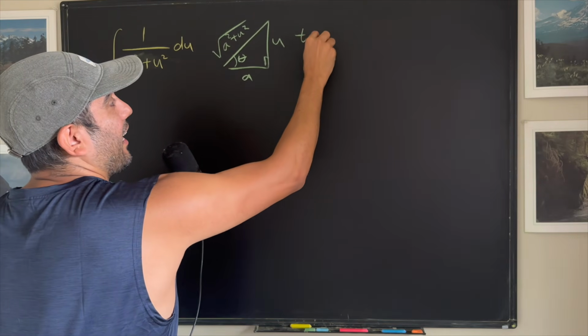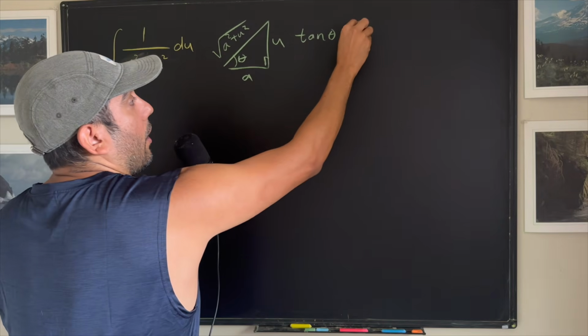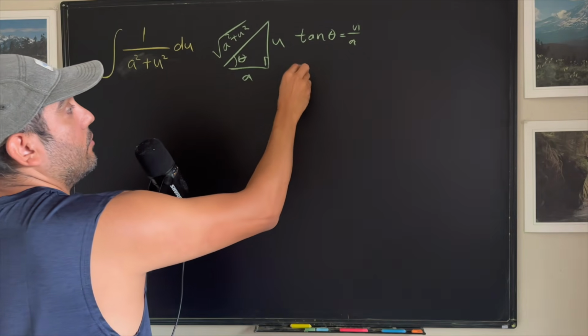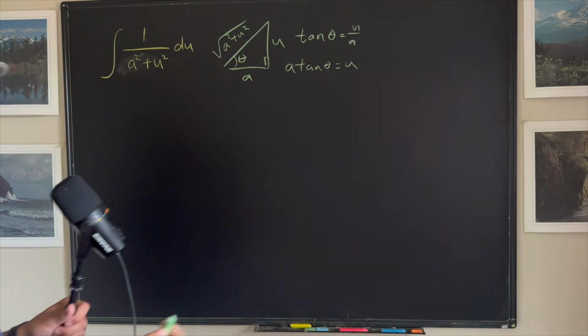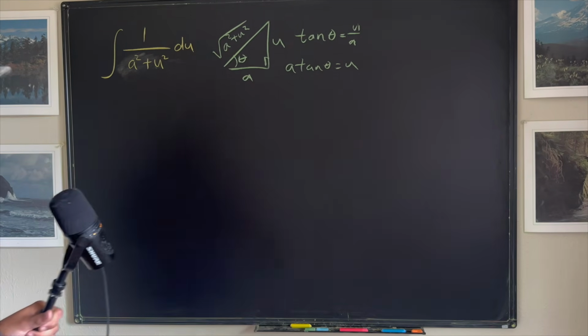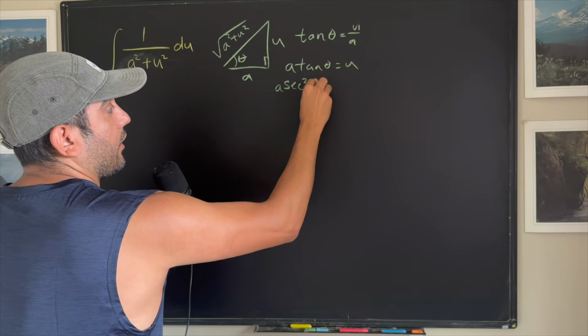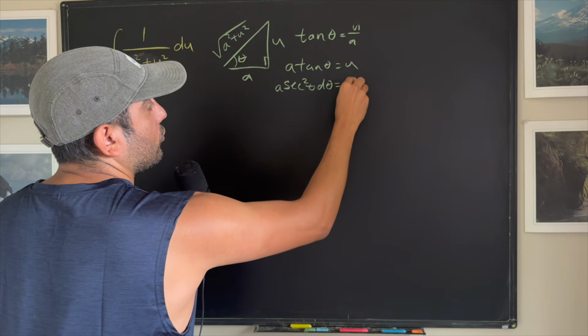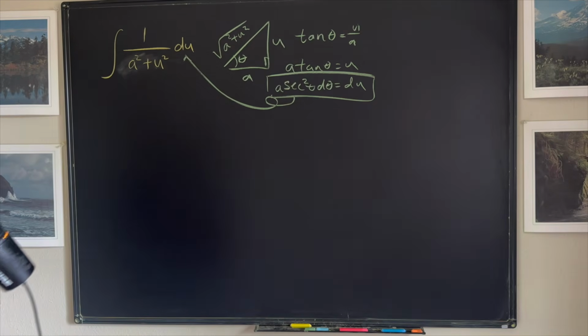So that's going to be tangent because tan theta is equal to the opposite over adjacent. If I were to move the a to the other side, I have a tan theta is equal to u. And again, this is exactly what I need. Now we go ahead and take the derivative so we can find our differential. Well, we have a secant squared theta d theta is equal to du. And this is going to be perfect. Why? Because we need that for the du right there.